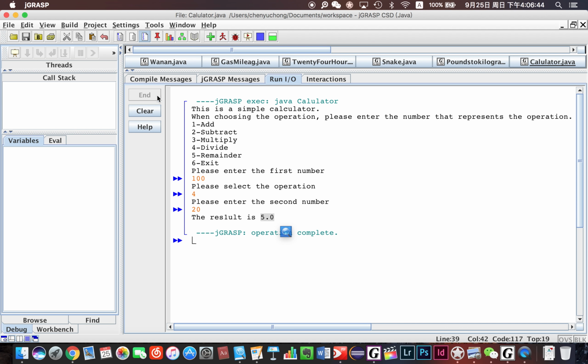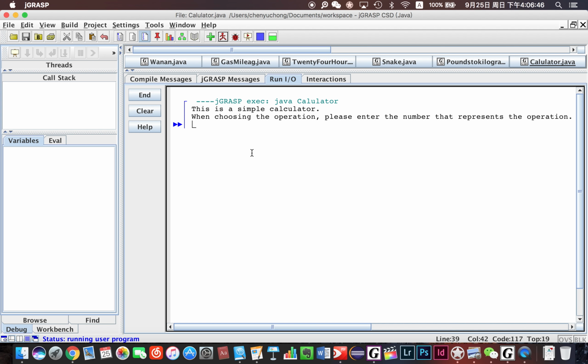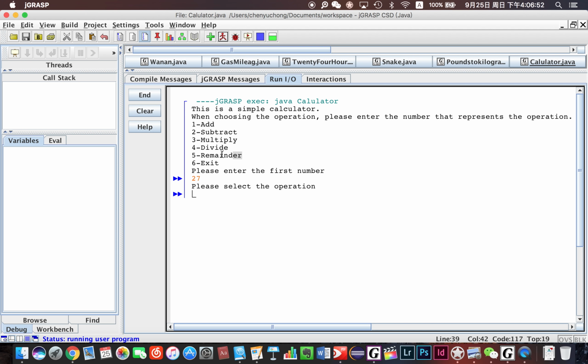Let's try another one. Let's say 27, and we use 5 to show the remainder of 4. Okay, the result is 3, because 4 times 8 is 24, so the remainder is 3.